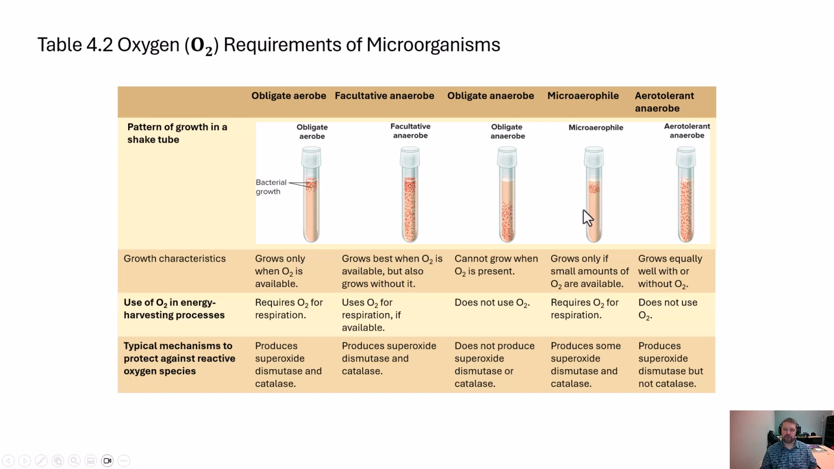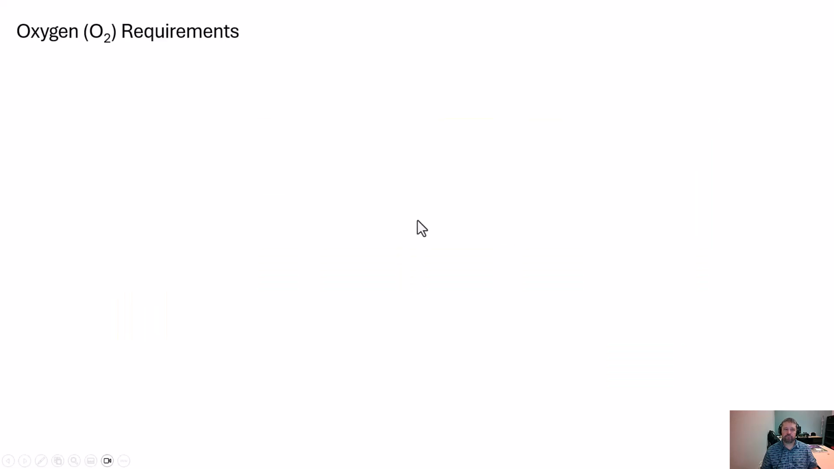Okay, and then a microaerophile would mean that it needs just a little bit of oxygen. Maybe a small portion of how they generate energy requires oxygen, but not all of it. So they might do a lot of fermentation processes that don't need the oxygen. Okay, and then an aerotolerant anaerobe would just mean they tolerate oxygen, but it doesn't use oxygen.